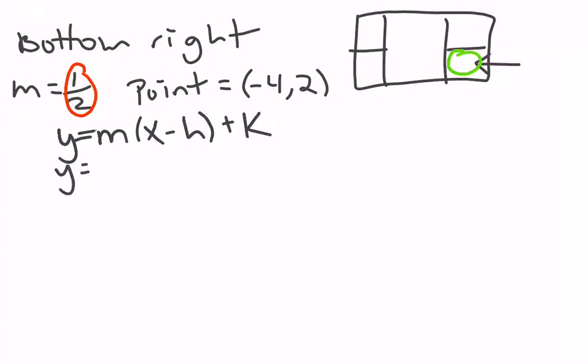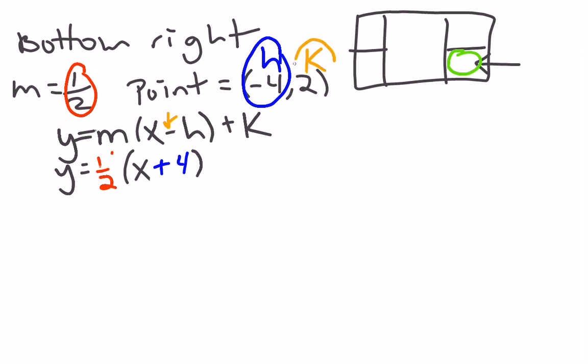Y equals 1/2, parentheses x. And now we need to substitute our h and our k. So remember from the previous screen, the minus in the math formula means opposite. So it doesn't mean negative, it means opposite. So the opposite of -4, which is h, would be +4. Then I'm going to keep my k, so I'm going to keep it as +2.